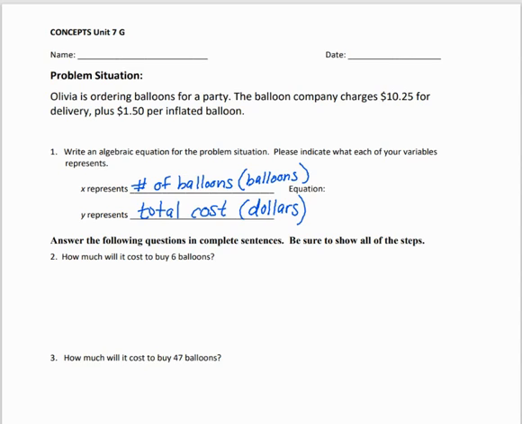All right, now my equation. So remember, my equation is always Y equals. Well, Y is representing the cost. So that's what we're trying to write an equation for, is the cost. So what do I have to pay for? The amount per balloon. Good, which is? 1.50. Good. So 1.50x will tell us the cost per balloon, plus we have the delivery charge of $10.25.